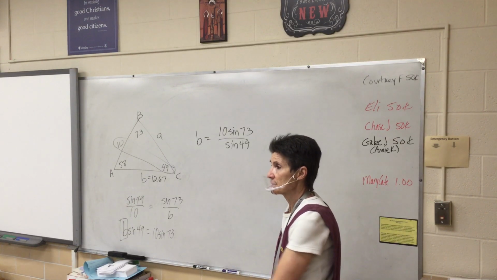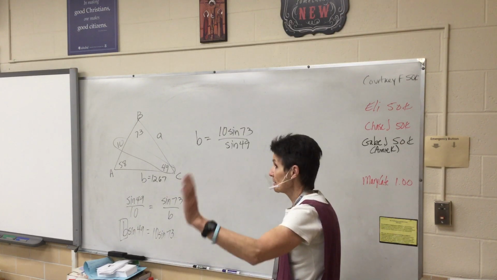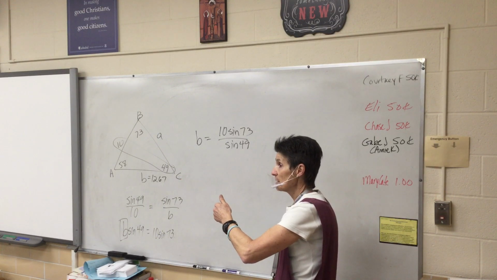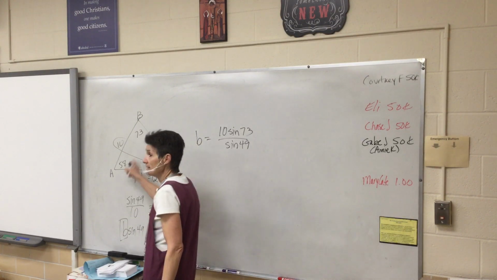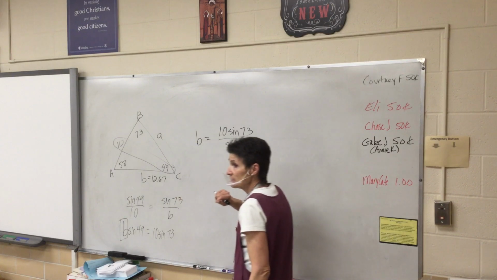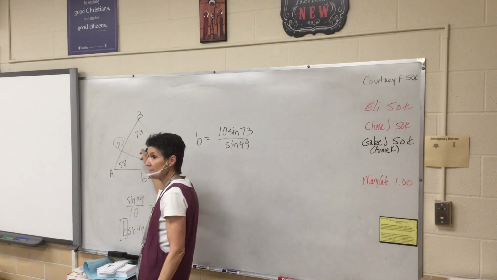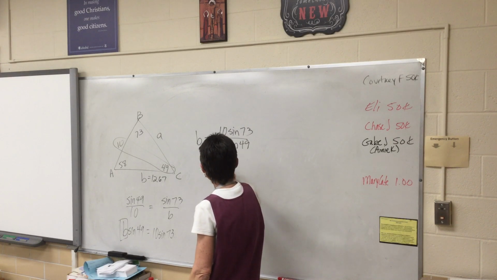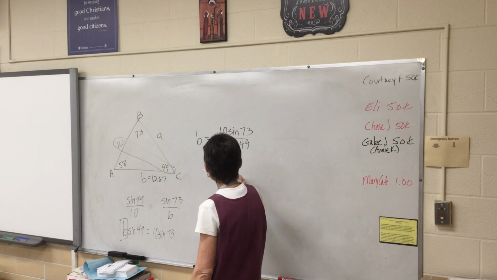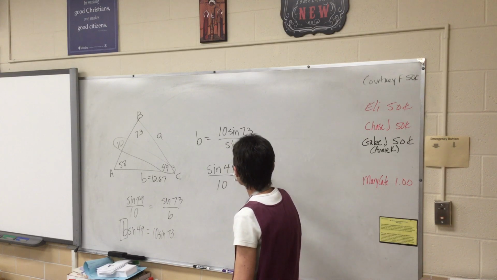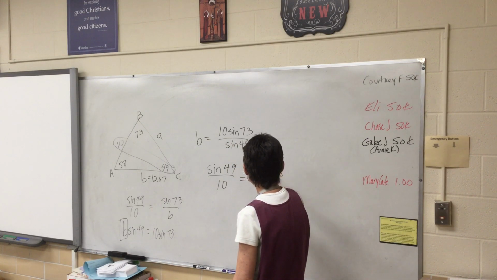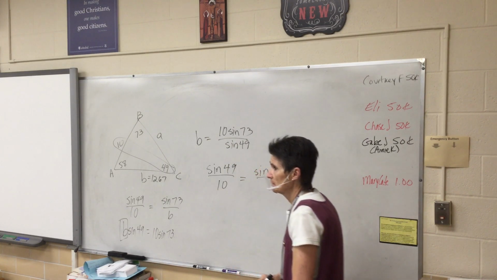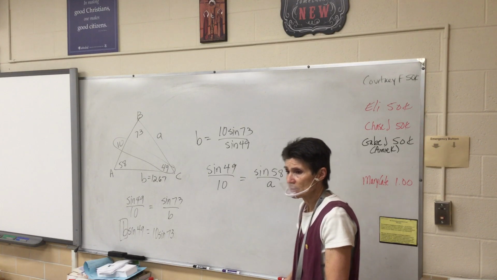Now we do exactly the same thing, but we're going to do it with 58 and A instead. Could you have done 58 and A first? Sure, it doesn't matter. So sine 49 over 10, always go back to your pair. Sine 49 over 10 equals sine 58 over A. All right, so go ahead and cross multiply.